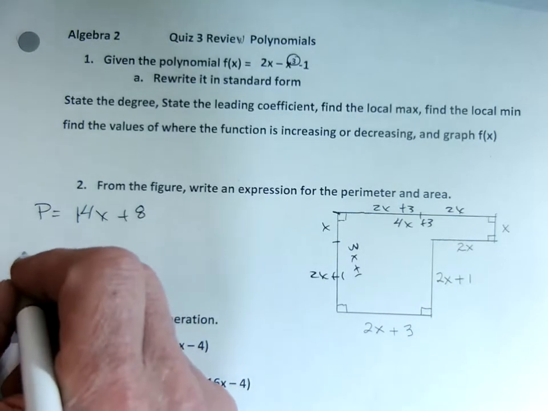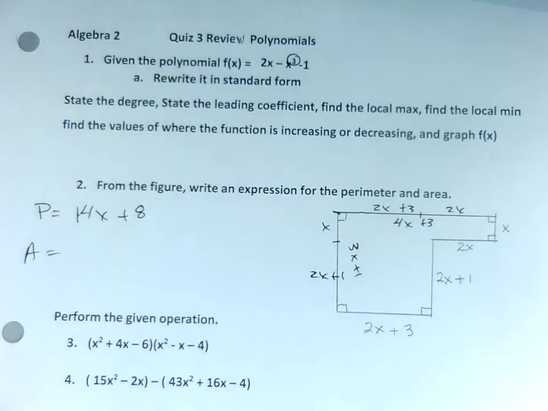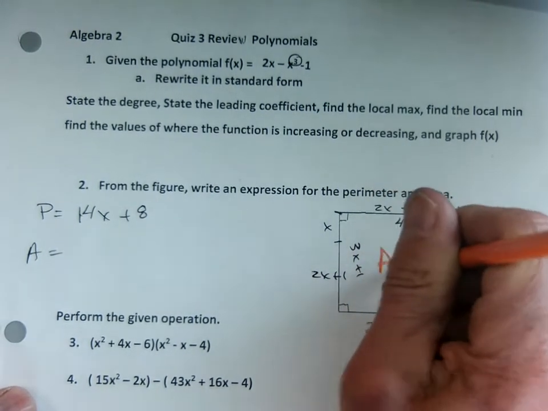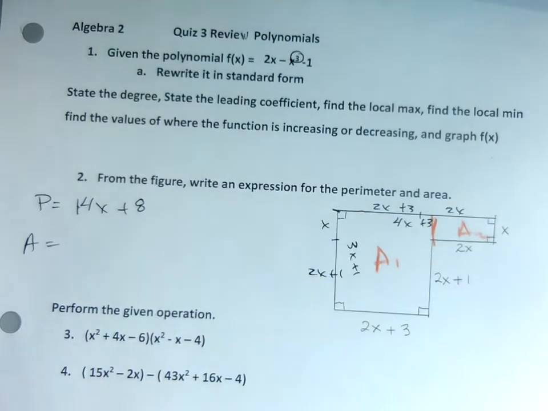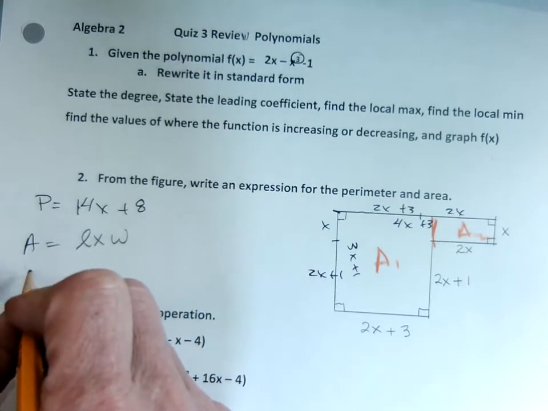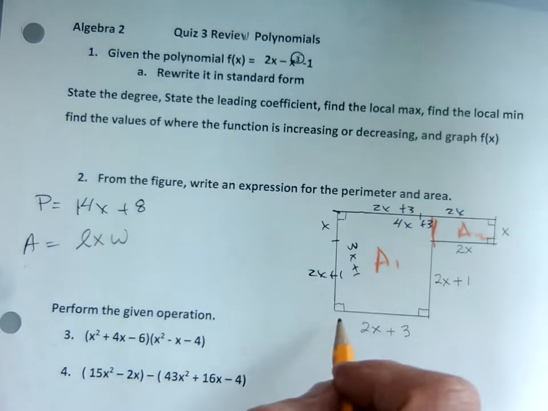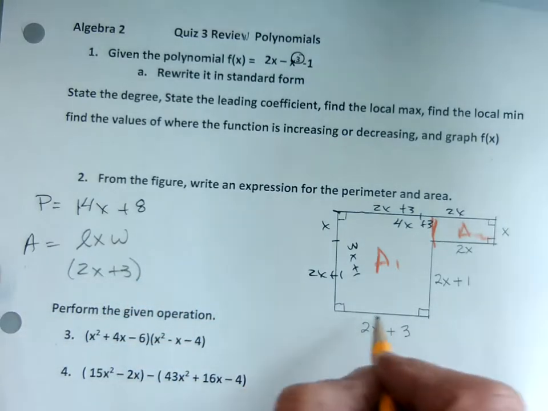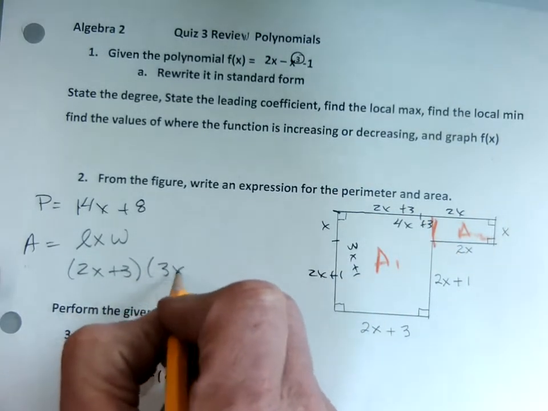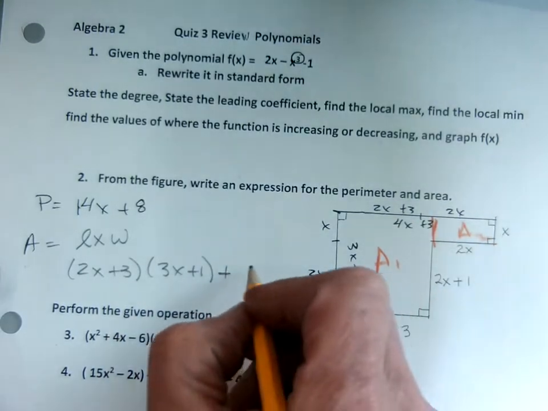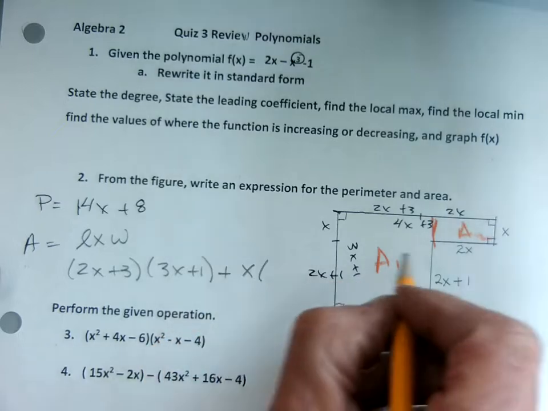Area. To get the area, we're going to have to break it up into 2 different rectangles. I would do a rectangle area 1 and then area 2. We'll go area 1, length times width. Remember, area is length times width. So area 1 is going to be just my 2x plus 3 times my width, which is my 3x plus 1. Added to area 2, which is this small little rectangle, which is x times my 2x.